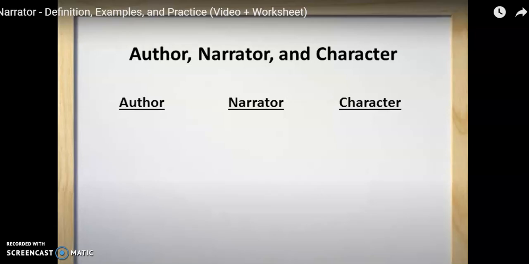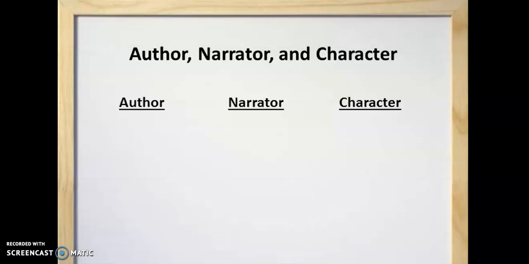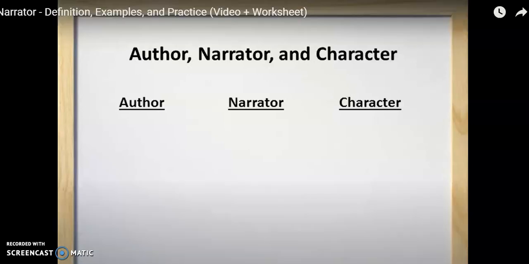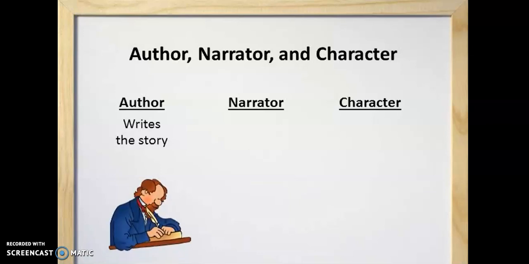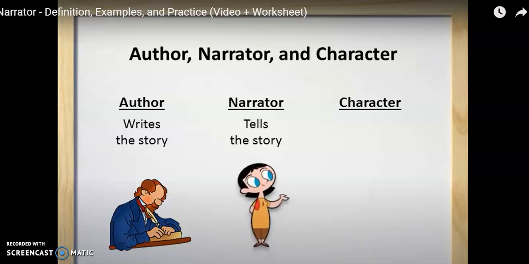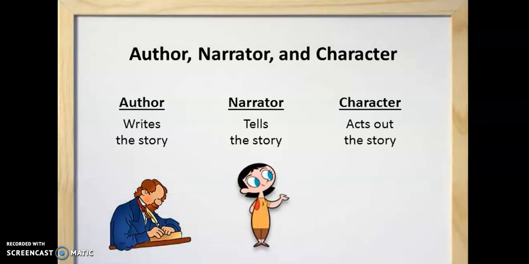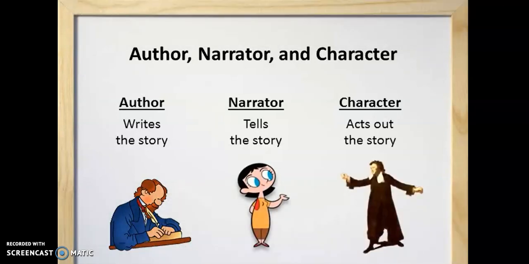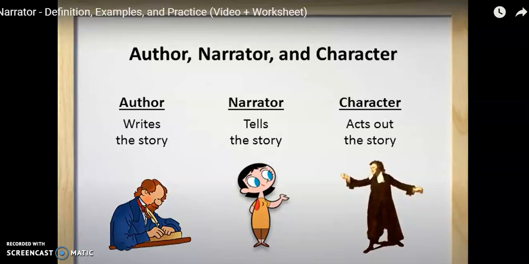Here, dear students, it's important to take into account that we have three important elements inside the story. We have the author, the narrator, and the character. But what is the difference between those three elements? The author writes the story, the narrator tells the story, and the character acts out the story. Those three elements are totally different, but they are present in the story.